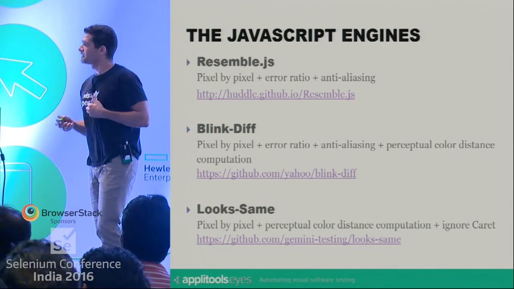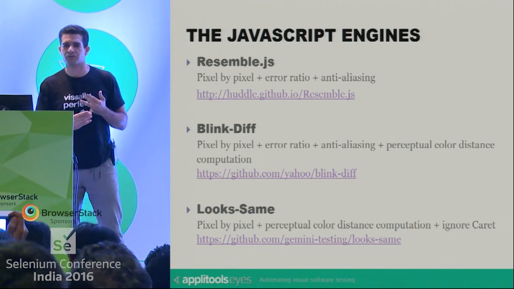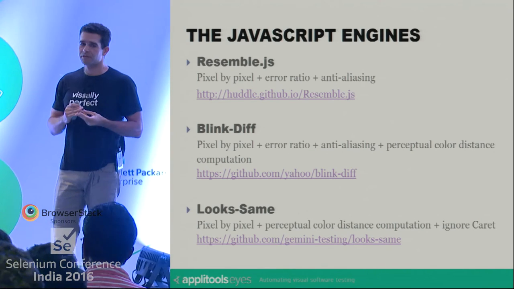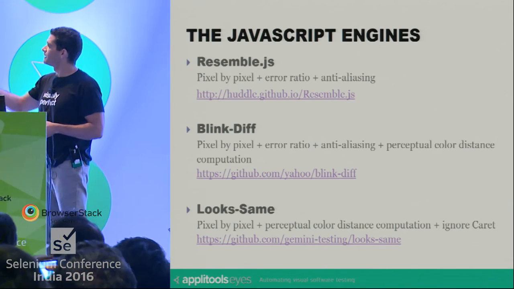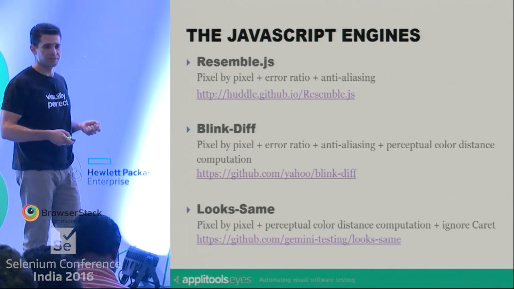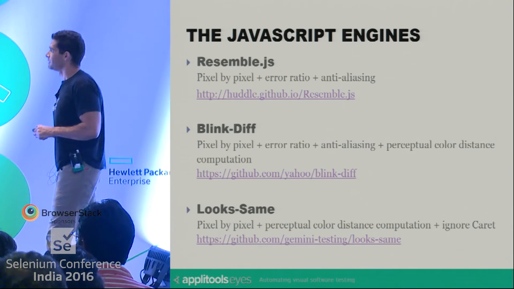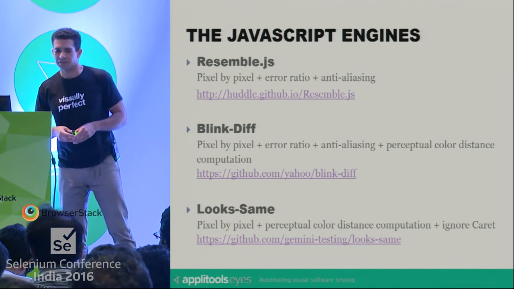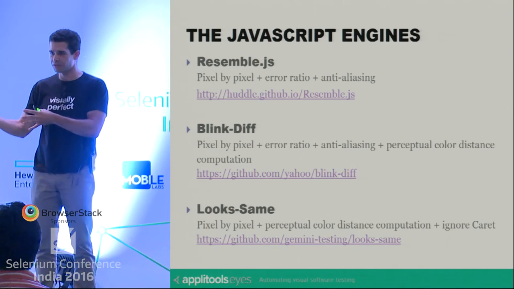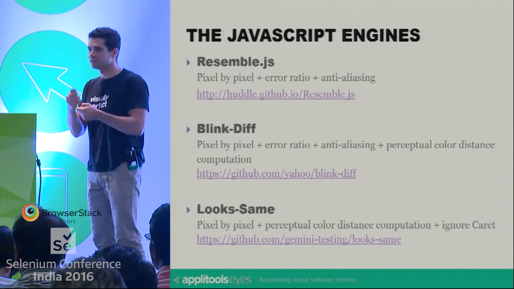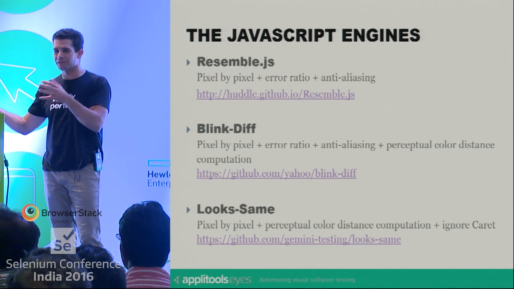Okay. Next, we have the three JavaScript engines, ResembleJS, BlinkDiff, and LookSame. They're implemented in JavaScript, also based on a pixel-to-pixel comparison, just like ImageMagick. The tools that rely on them also use an error ratio to determine a match versus a mismatch. But they also have better abilities to handle some of these false positives that I've described. So for instance, ResembleJS has very good treatment for anti-aliasing pixels. BlinkDiff does a good job with taking into account the fact that we as humans are less sensitive to color changes in some color ranges than others, so they're more tolerant to differences in colors. And these tools do a very good job, and there are many, many tools that are based on them.